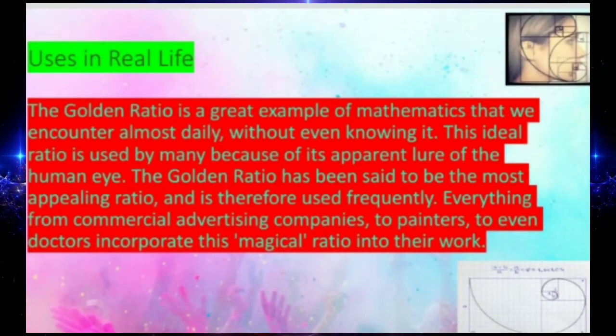Uses of the golden ratio in real life. The golden ratio is a great example of mathematics that we encounter almost daily without even knowing it. This ideal ratio is used by many because of its apparent allure to the human eye. The golden ratio has been said to be the most appealing ratio and is therefore used frequently. Everything from commercial advertising companies to painters to even doctors incorporate this magical ratio into their work.